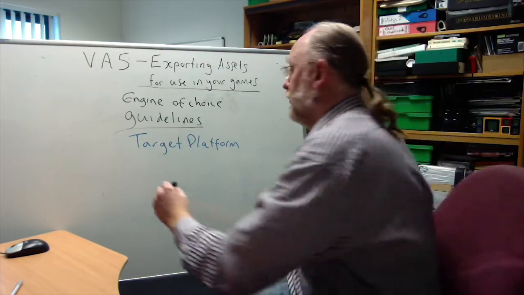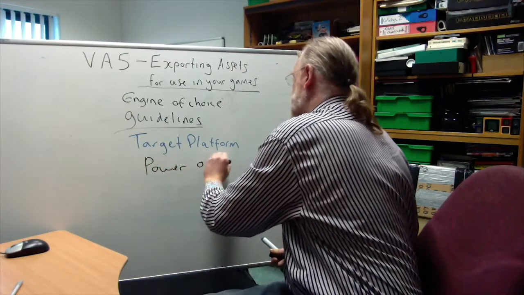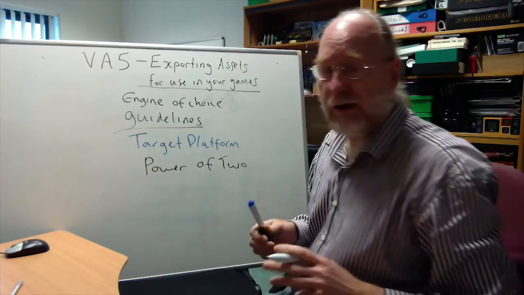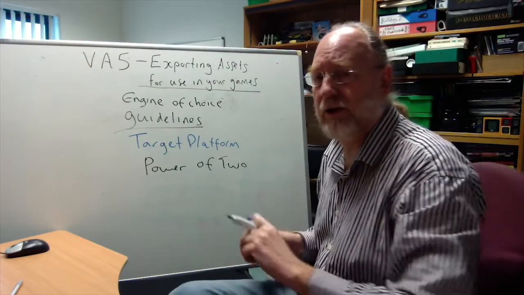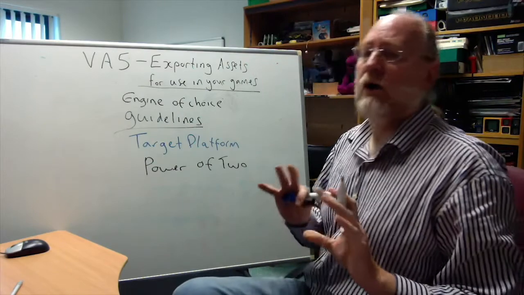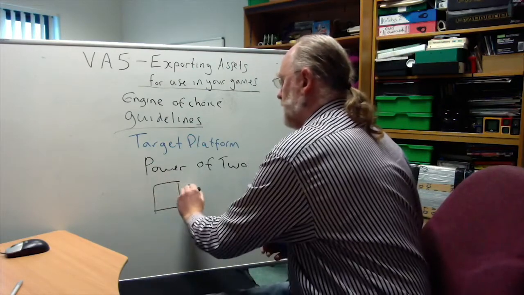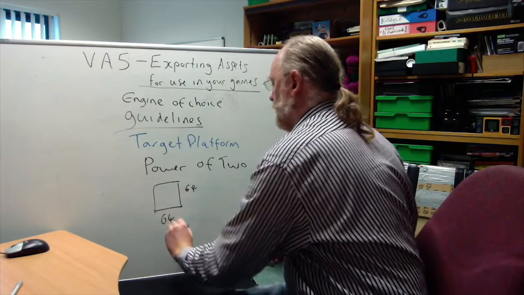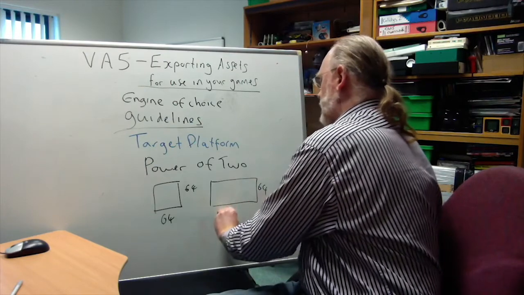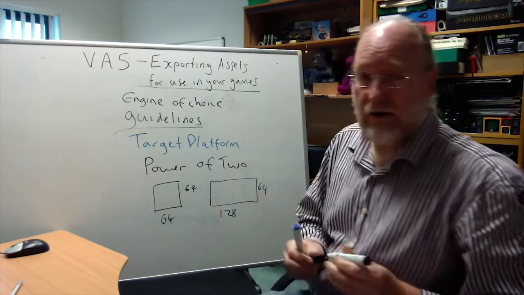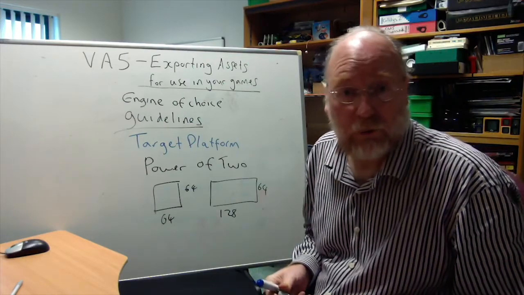So the thing about power of two is they're expecting textures, and this is what the problem was with this particular thing, expecting textures to be nice square textures or combinations of squares. So they're expecting things to be in 64 by 64. Maybe you could have 64 by 128. The magic thing here being that these numbers are powers of two.